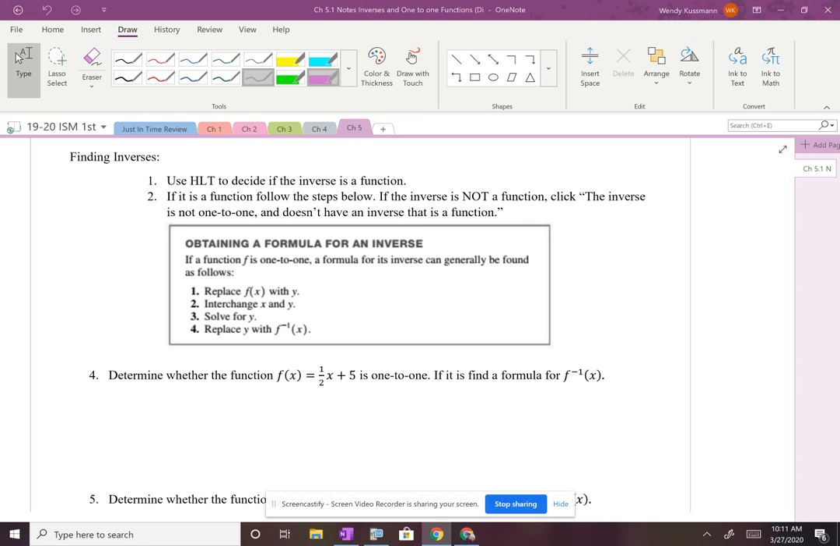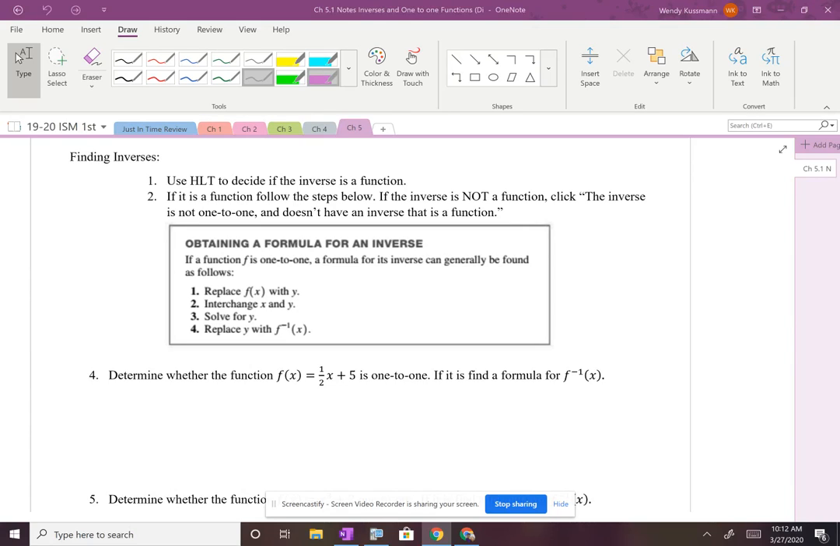If the inverse is a function, or if it is one-to-one, then you're going to follow the steps below in the little box. If the inverse is not a function, you're just on MyMathLab, you're going to click whatever says the inverse is not a function, the f of x is not one-to-one. Any of that means we are not going to take the time or the steps to find or decide what the equation of the inverse is.